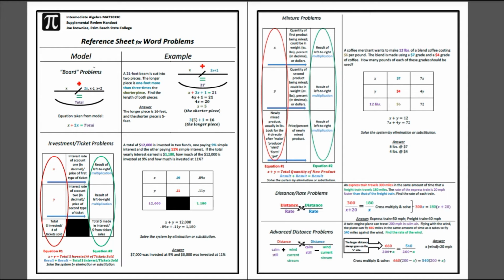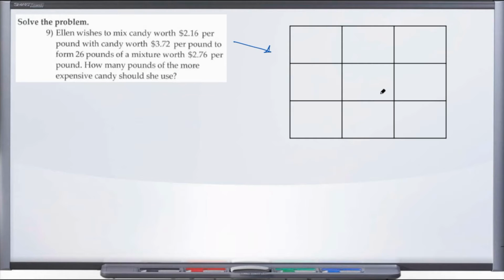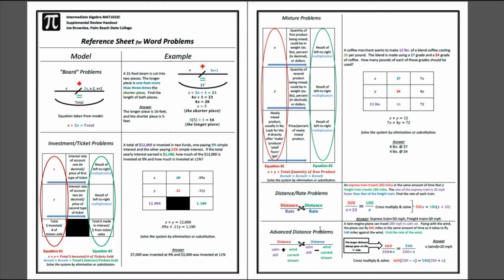So there's something called board problems. So I have the basic model of how you set that up, and then an example of how you would utilize the model. We have investment and ticket problems. This is the model, this is how you set it up, and then an example with a word problem. And you can see I try to use colors to help you navigate and show you where to plug in information into this box. We have a mixture problem, which is exactly what we're about to do here in number 9. And then we have some distance and rate problems that we'll be getting into later on.